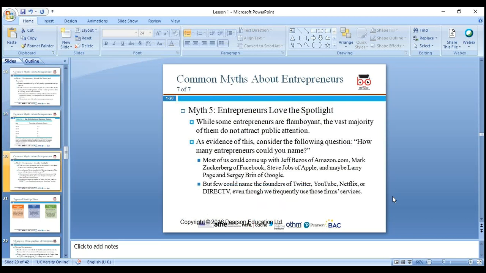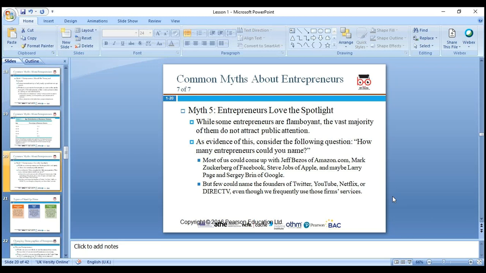Some entrepreneurs love the spotlight, but the vast majority of them don't attract public attention. As evidence of this, consider the following question: how many entrepreneurs could you name? Most could come up with Jeff.